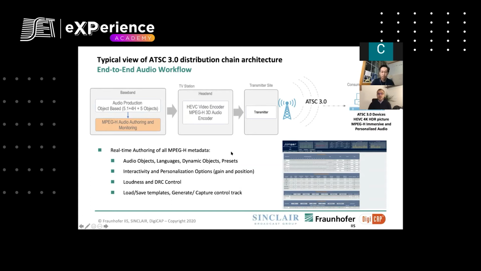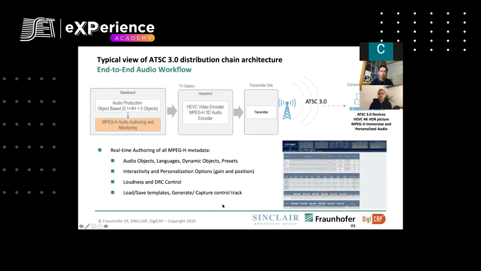interactivity and personalization options. So the user can, for example, enhance the dialogue of the football game commentator, or even move some specific audio objects in the room. Loudness and DRC control, which we know very well from the past, is extremely important for ensuring consistent loudness across all programs. Now this is all embedded in the audio system, so you will never fail.